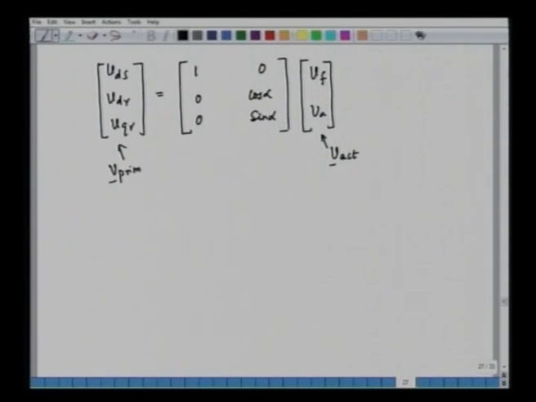All right. So, this is our C. Now, if you pre-multiply with C transpose, C transpose into C will be the identity matrix, which can be verified here. So, we can say that C transpose into V primitive is equal to V actual. So, this is what we have for this situation.